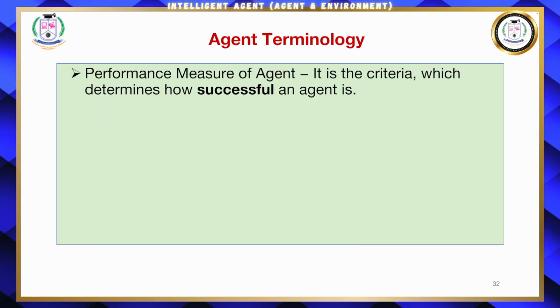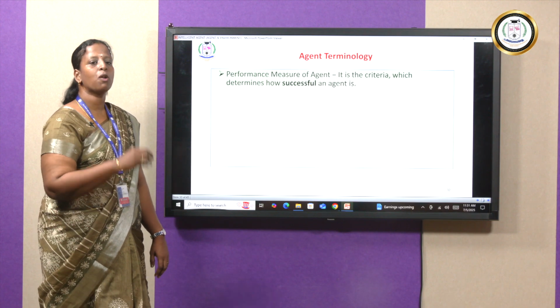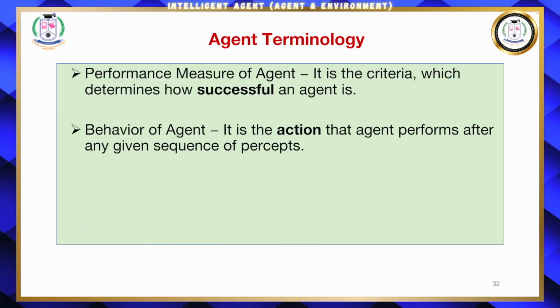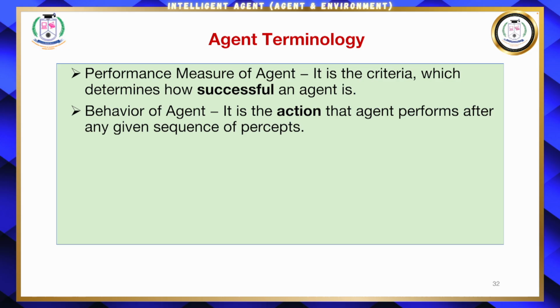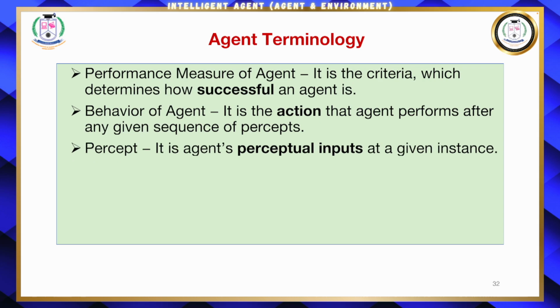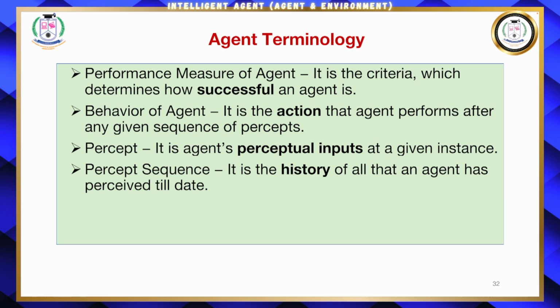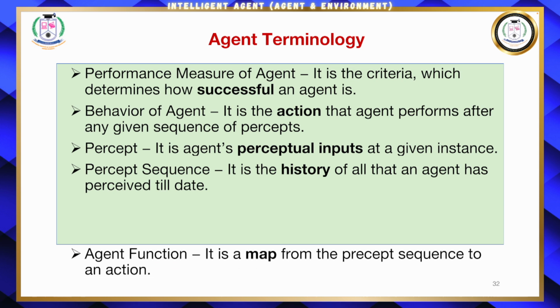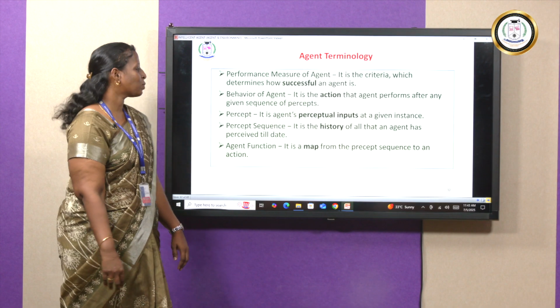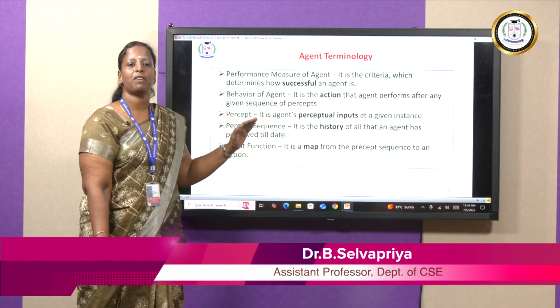Next we will see the terminologies used for an AI agent. We saw performance measure, which says how successful an AI agent is. Next we saw behavior of an agent, which says about the action the agent is going to take. Next, percept is nothing but the input obtained by an AI agent. Next, percept sequence says about the history of the AI agent obtained so far. Then the agent function is the one which maps the percept sequence to an action. So this is about the agent that we have seen so far.